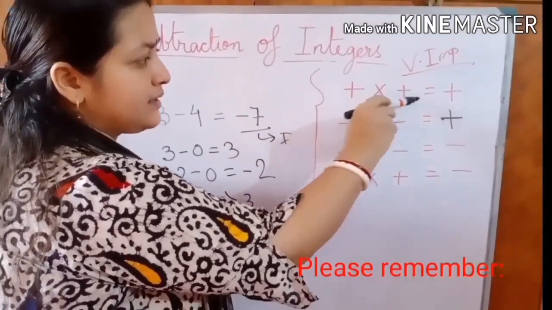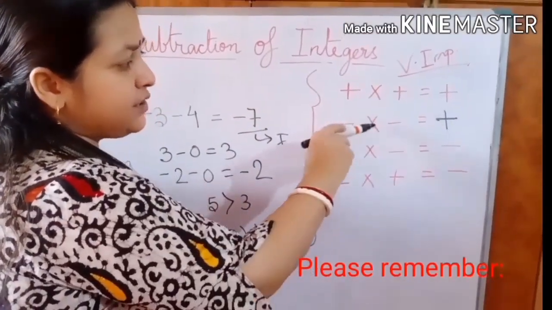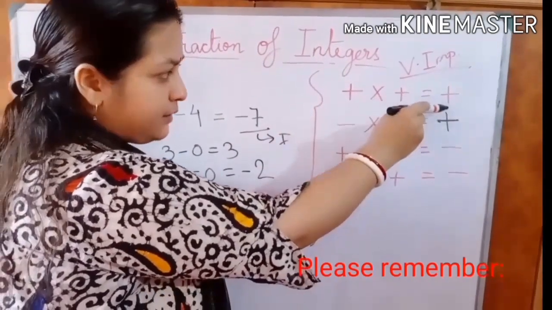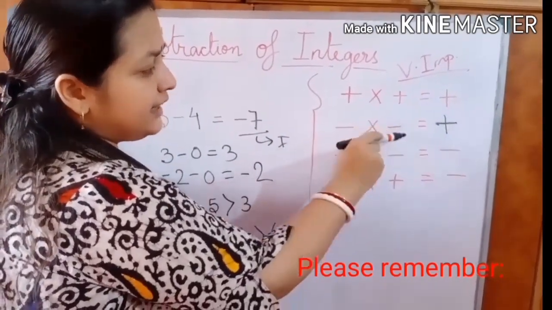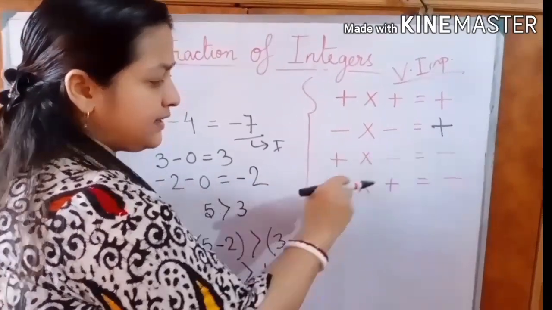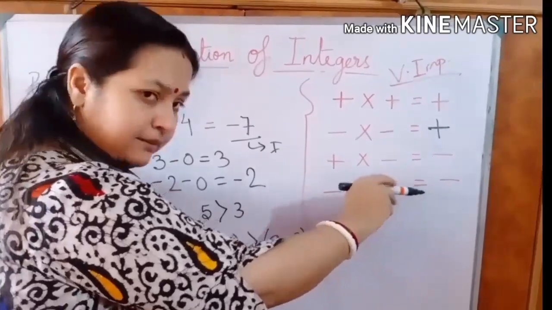Plus into plus is plus. Minus into minus is plus. They are both having the same sign. When there is same sign, we have the positive sign. When both are negative, again plus sign. Plus into minus is minus, and minus into plus is again minus.